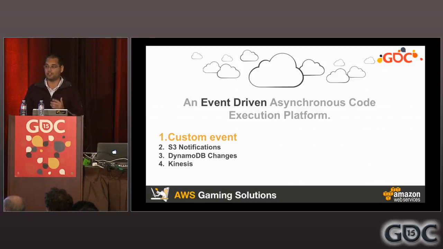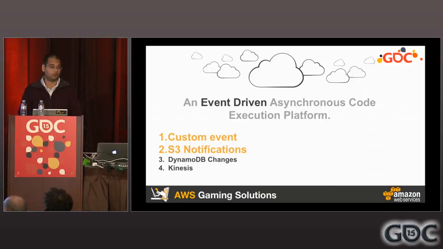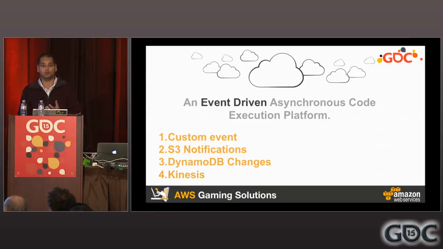Right now, we support custom events. We support S3 notifications, so if there's a change to your S3 bucket, you can invoke a Lambda function. Any changes to your DynamoDB tables can invoke a Lambda function. And Lambda functions can listen to Kinesis streams and process data coming in from Kinesis streams.